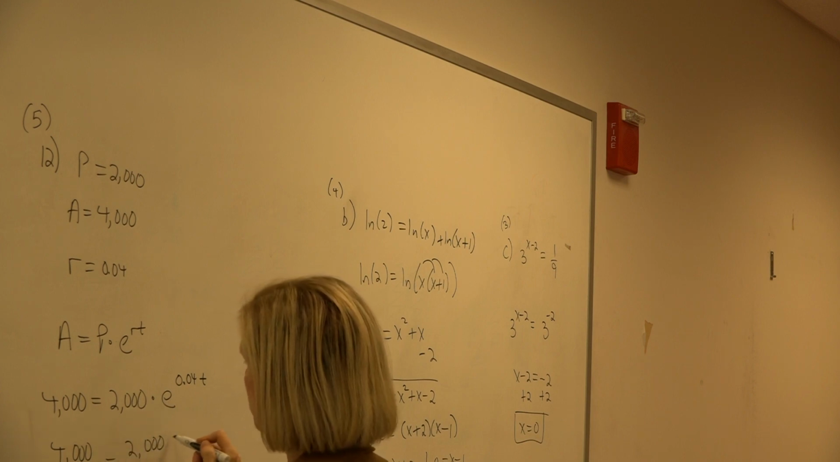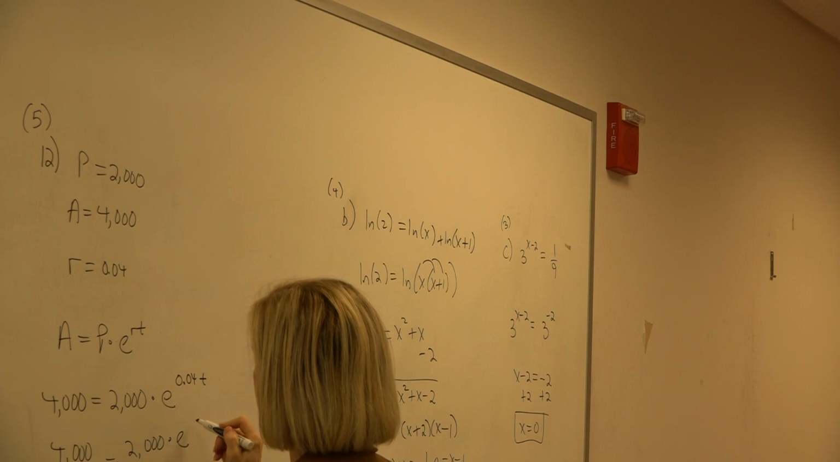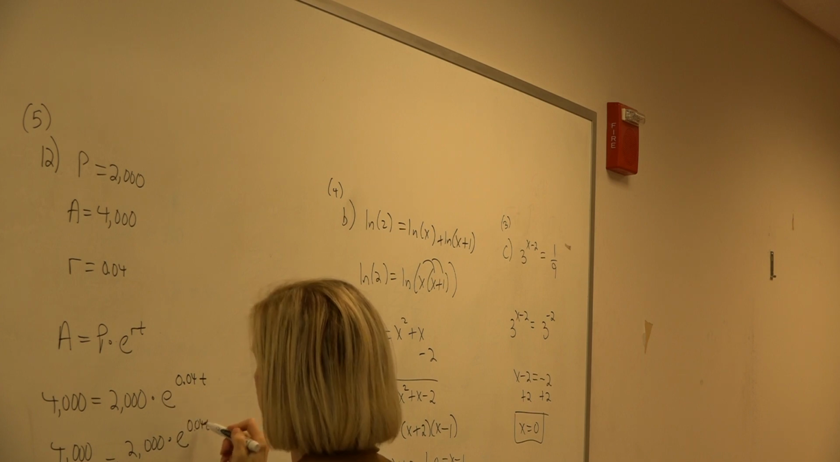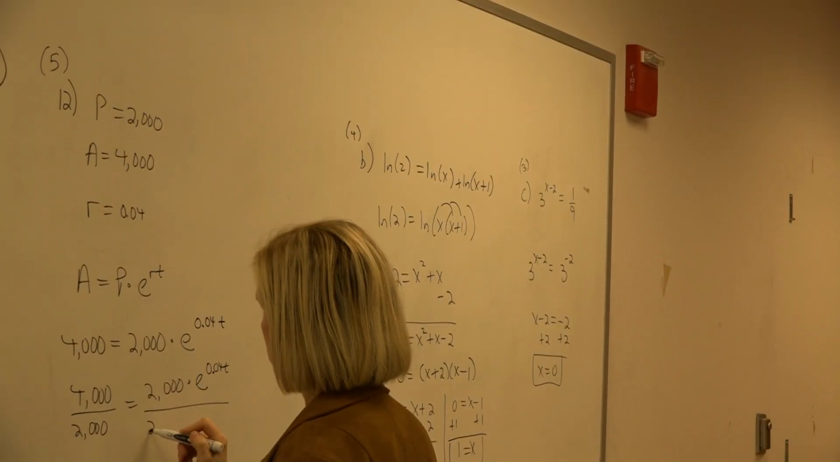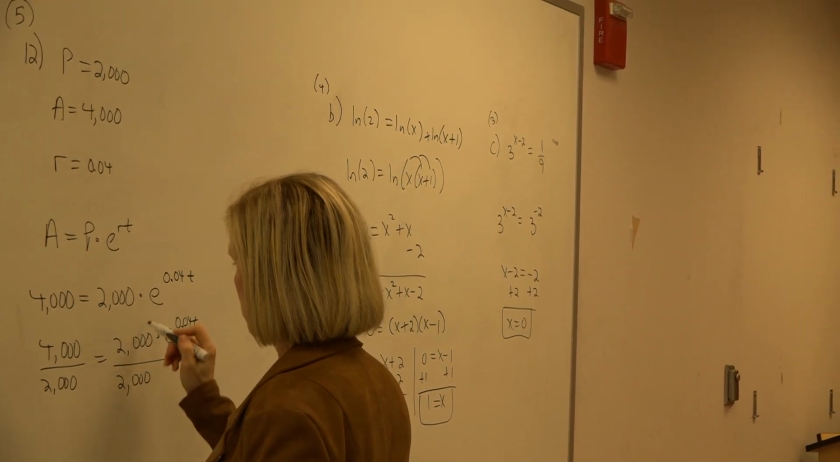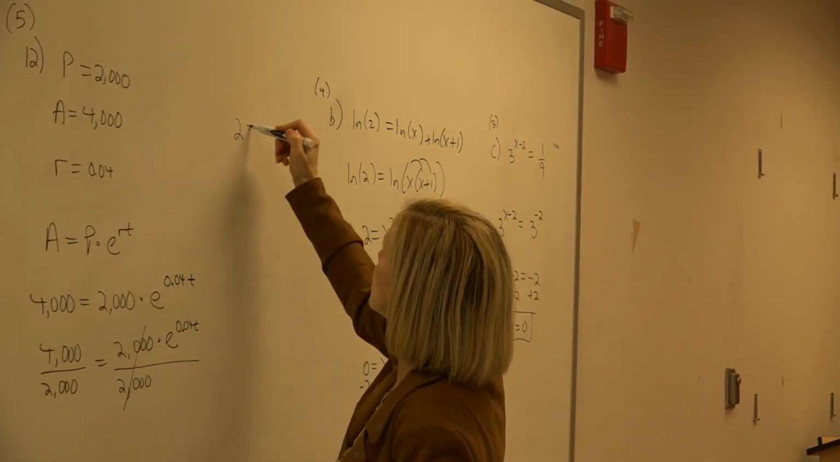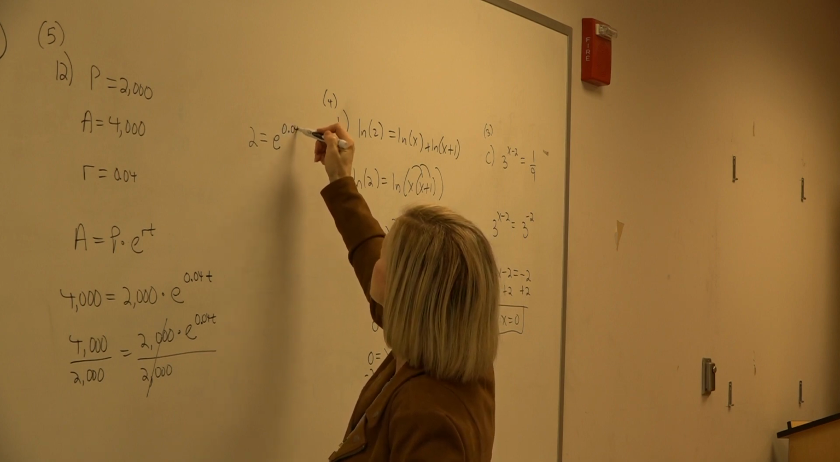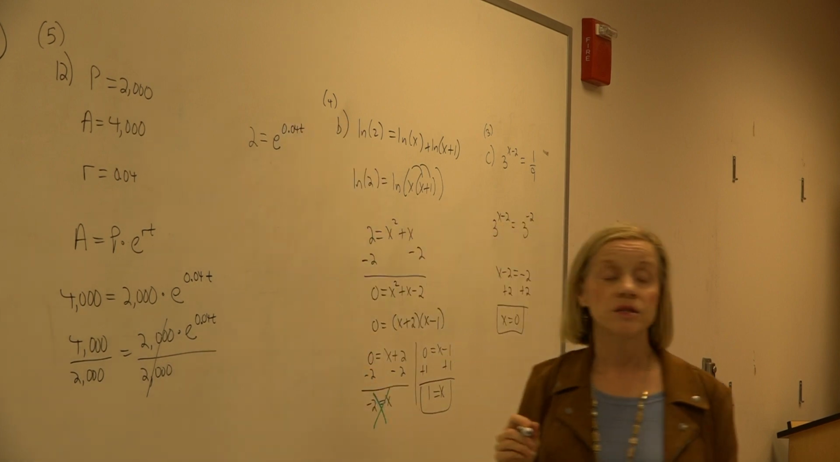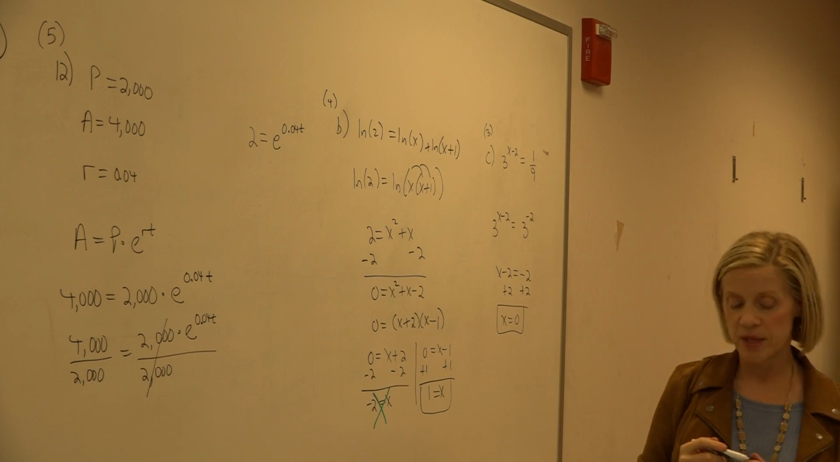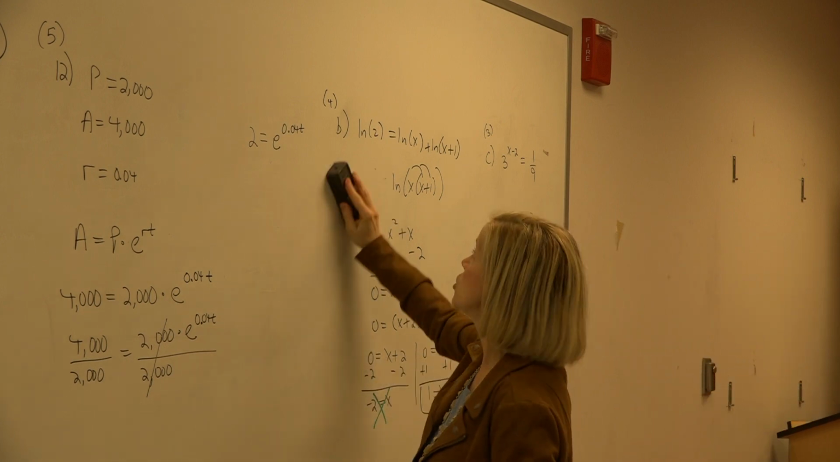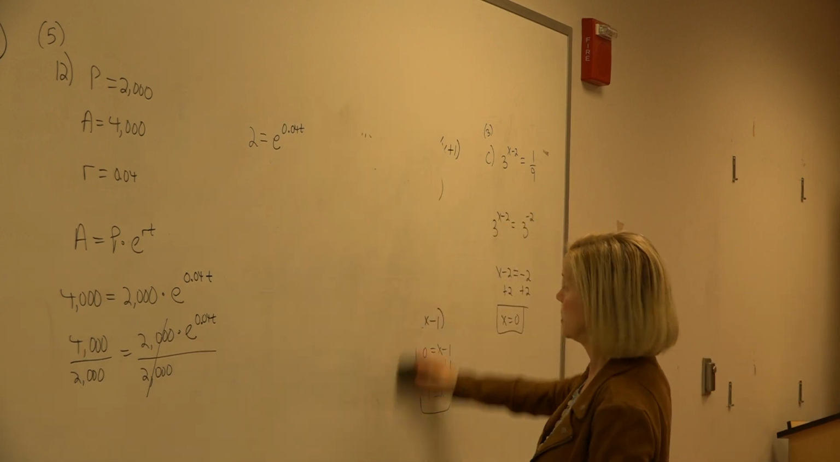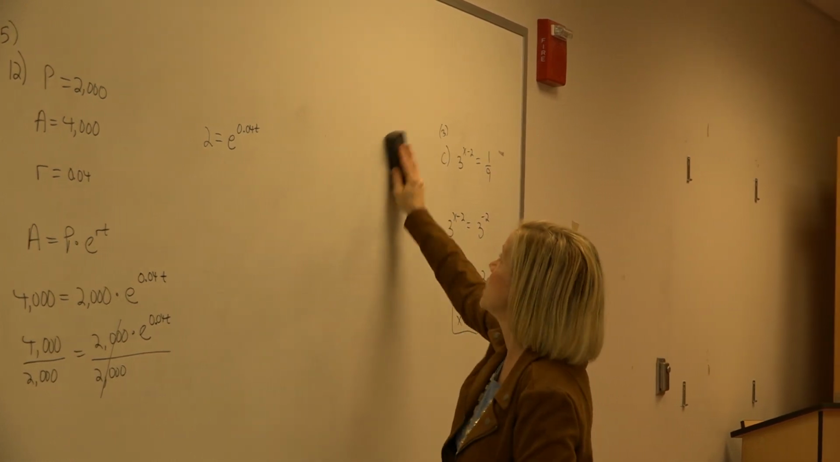So simplifying, trying to get T by itself, we're going to divide both sides by 2,000. Because you don't want to go to logarithmic form until you've really simplified each side as much as possible. So what we're going to get here is 2 equals E to the 0.04t. So we've gone as far as we can with exponential form. We should go to a logarithm now, since we're stuck.